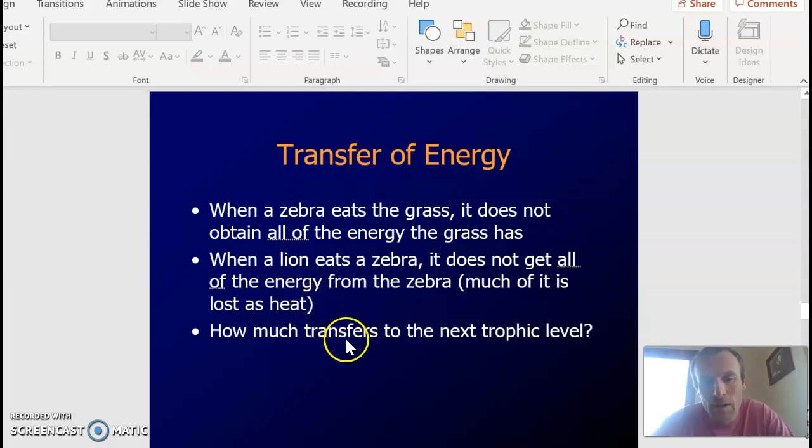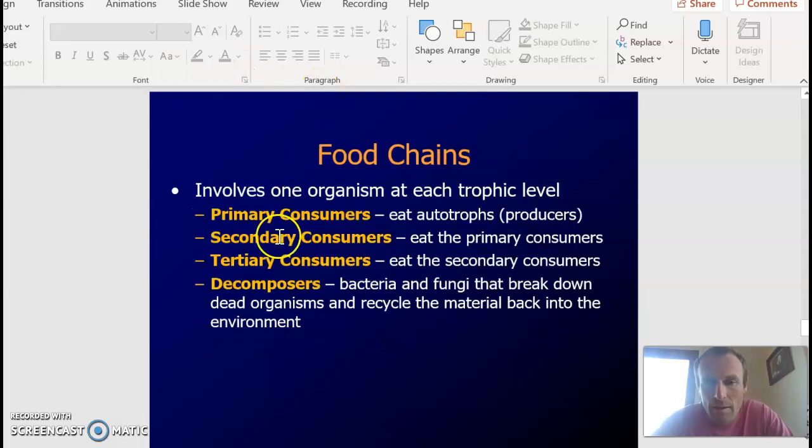So not much goes to the next trophic level. For losing 90%, we really are only transferring 10% of the available energy. Luckily, there's a lot of energy to begin with. And it looks like this.